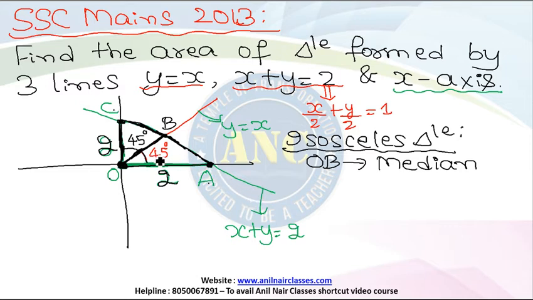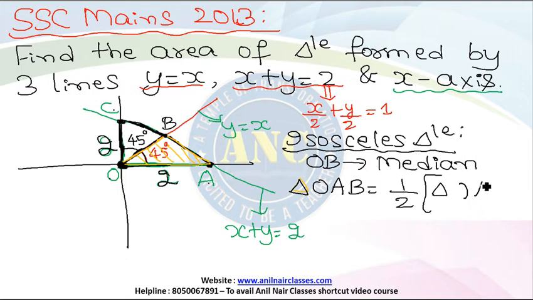That means I am right now interested in finding the area of this triangle OAB. OAB is the triangle which is formed by the line y is equal to x, the line x plus y is equal to 2, and the x axis. This area is what I am interested in. Triangle area OAB is nothing but half of the bigger triangle area OAC, right? Because it is divided into two equal parts. I believe you are able to understand.